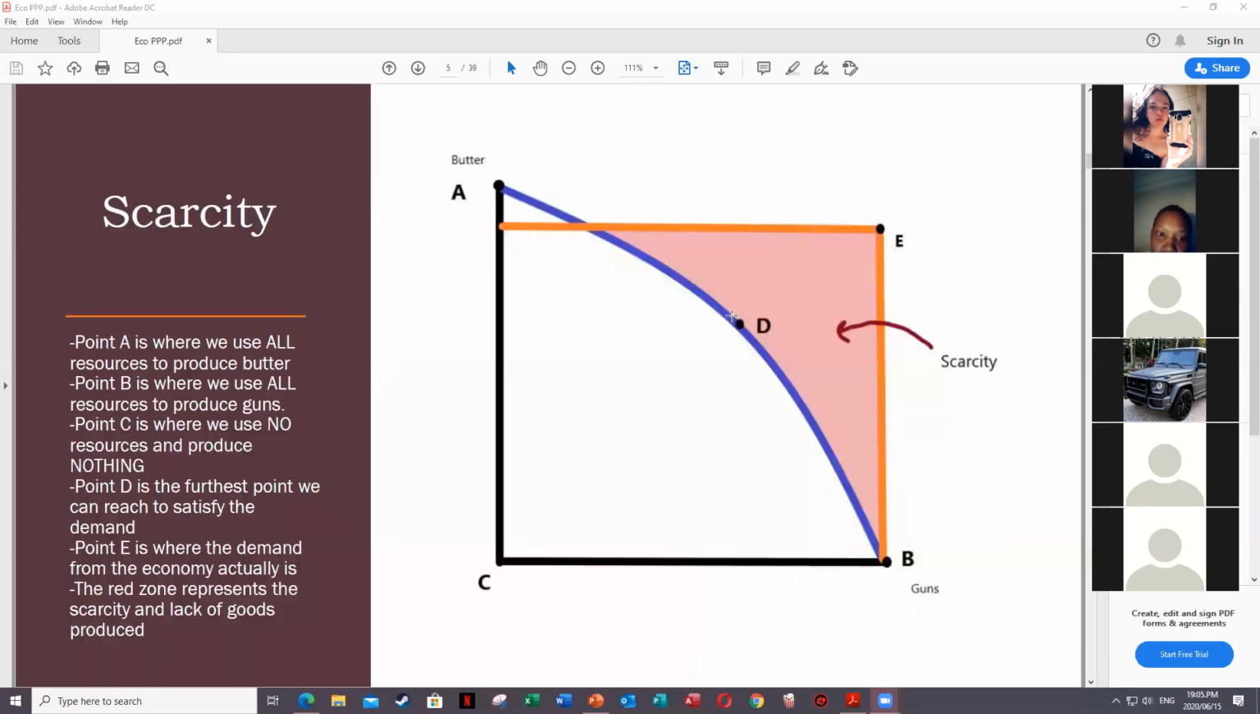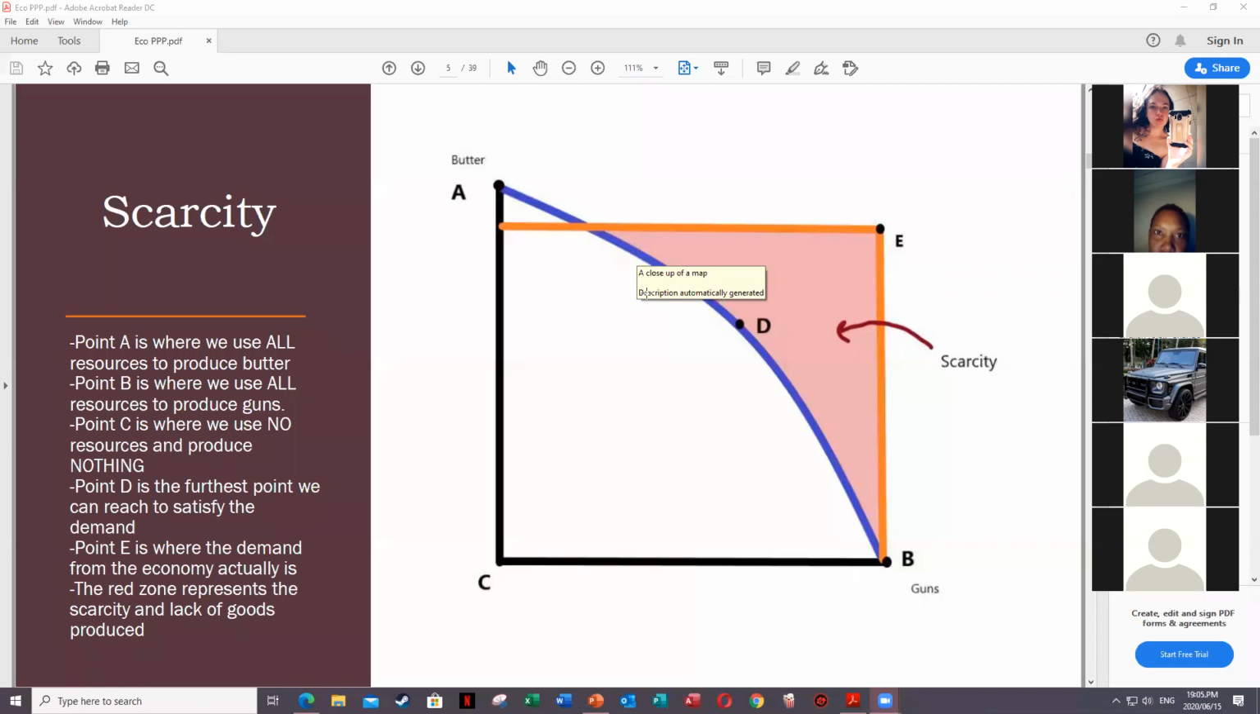Hi, Joel, just a quick one. What's the difference between opportunity cost and scarcity, and where does it come in? I see the gap there between D and E, which represents scarcity, but what is the opportunity cost?